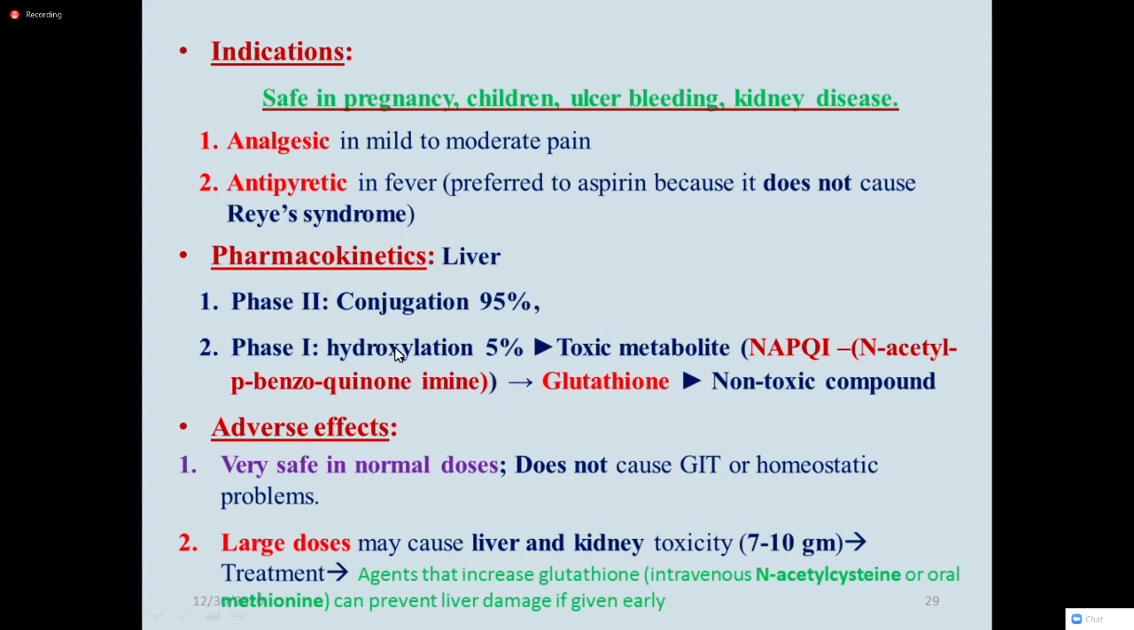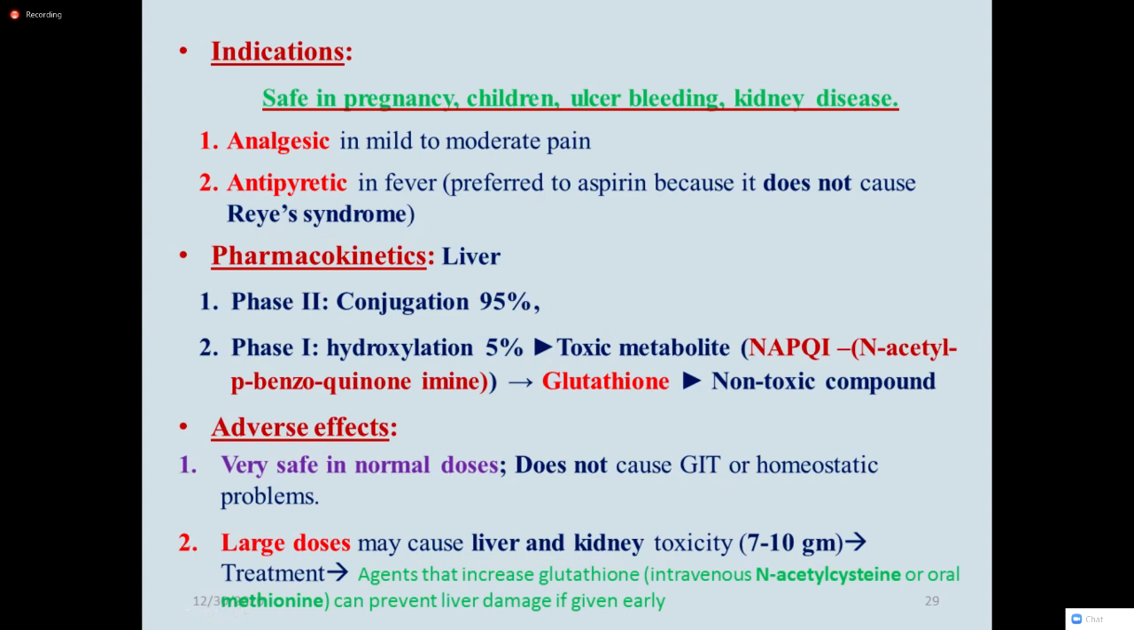When the person takes normal doses of paracetamol, it is converted into N-acetyl-p-benzoquinone imine. This is conjugated with glutathione, and this non-toxic conjugate is excreted out of the body. But what happens if somebody takes a higher dose? There is not enough glutathione. So what will happen? It causes liver and kidney toxicity.